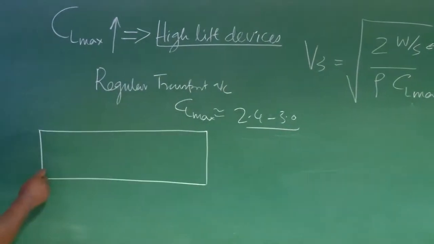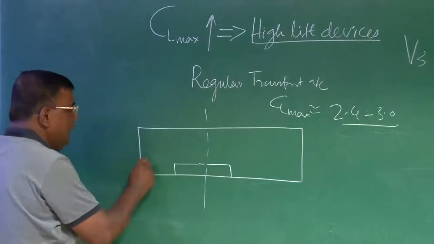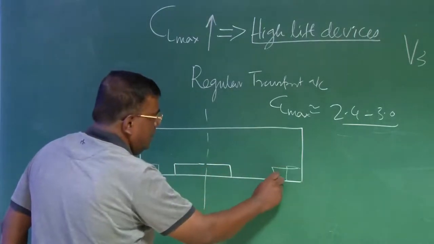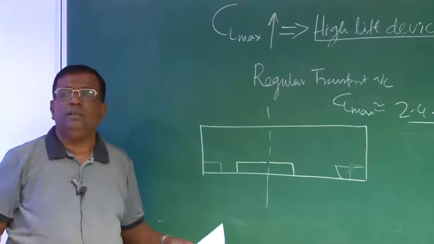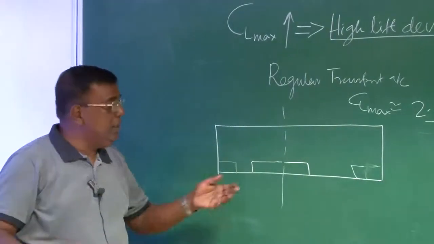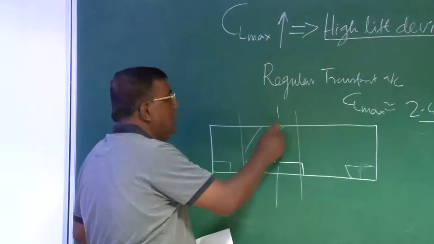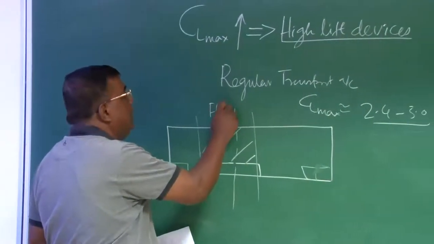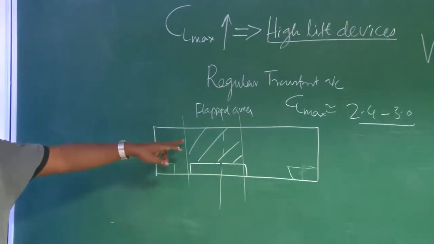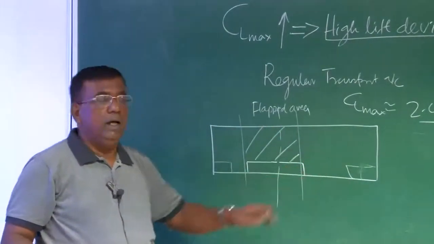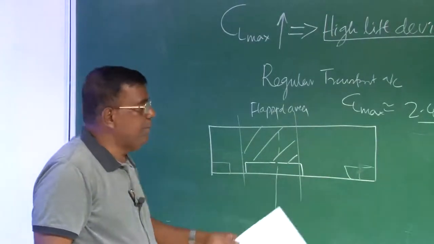Once we are talking about CLmax, we are focused towards wing. So this is our flap. The aileron will be somewhere here. So when I'm deflecting these flaps, I need to know what should be the CLmax. How, as a designer, do I know roughly how much CLmax it will really generate, because once I deflect this, only this portion, which is the flapped area, their camber will change, right? But here the camber remains same. So how do I get a rough value of CLmax once I have deflected this flaps?